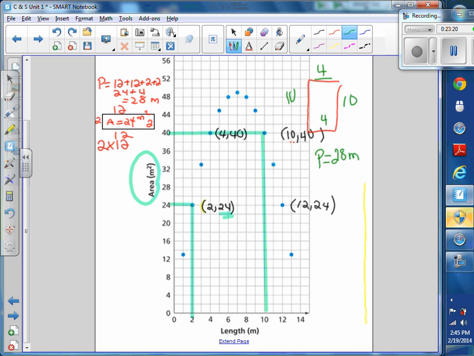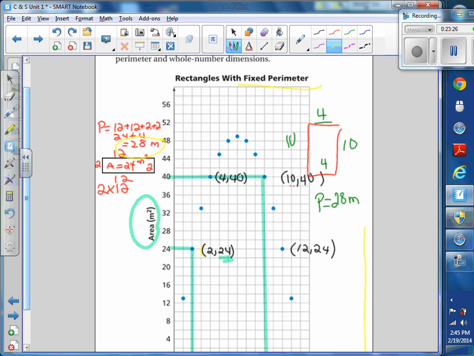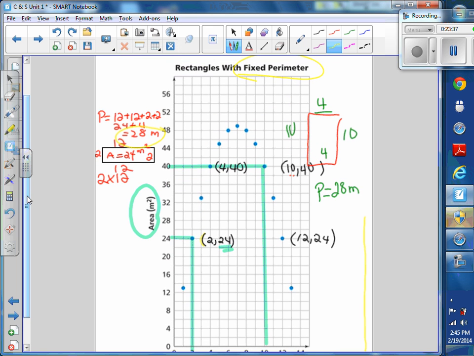What was the perimeter of the other one? 28 meters. So when you see the title here, fixed perimeter, what's the perimeter of every rectangle here? 28. That's what it needs to be fixed. Should we just check one more? Let's check, how about this one right here?